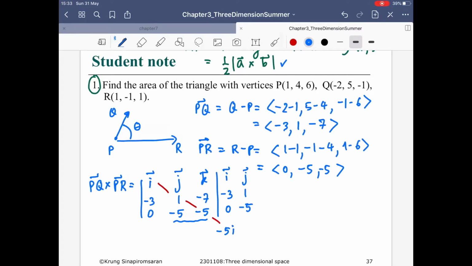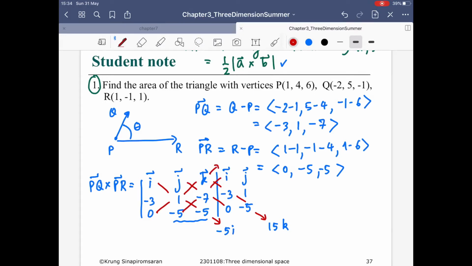Okay, and then the second diagonal, you got a 0j, so I'm just not going to write it down. And then the last diagonal multiplied, you got a 15k. Okay, so as I told you, when you do it downward, what you get, you just leave it like that. You don't need to change anything. However, if you do it upward, for example, this one is 0, so there's nothing to change, right?